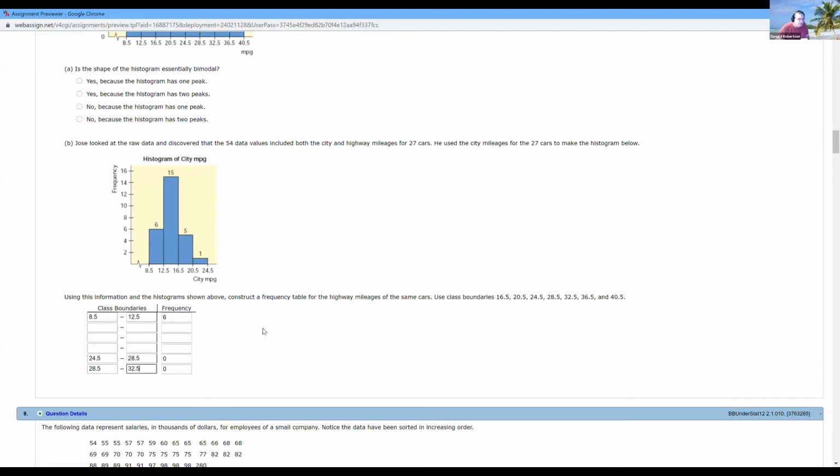Have you noticed that all these intervals have a width of 4? All these bins are 4 units, and all you do is take 12.5 and subtract 8.5, right? 4. So you just keep going. Add 4, start at that number, add 4, start at that number, add 4, till you don't go any further.